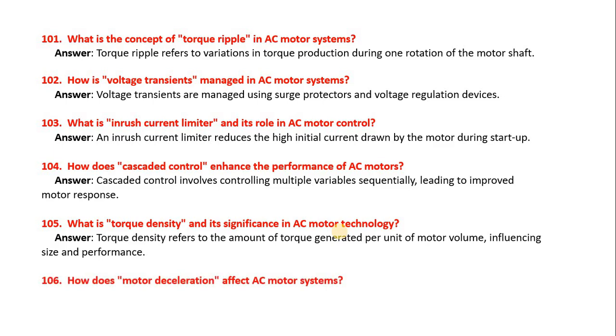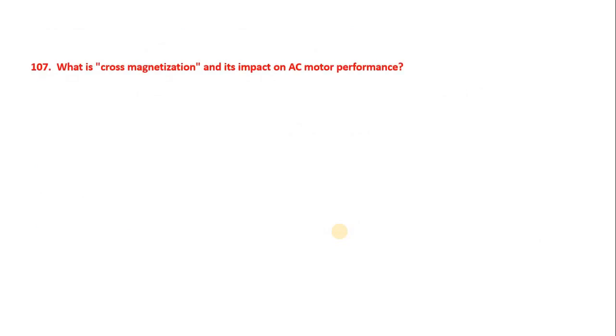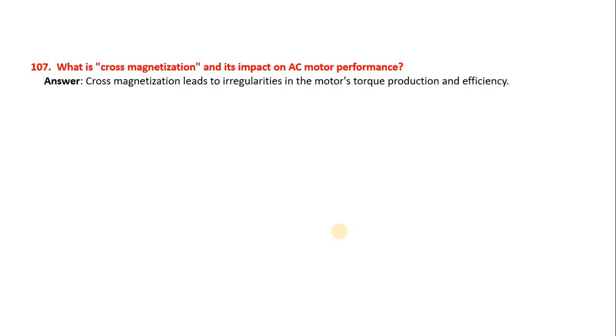How does motor deceleration affect AC motor system? Motor deceleration slows down the motor's rotational speed, often achieved through dynamic braking. And what is cross magnetization and its impact on AC motor performance? Cross magnetization leads to irregularities in the efficiency.